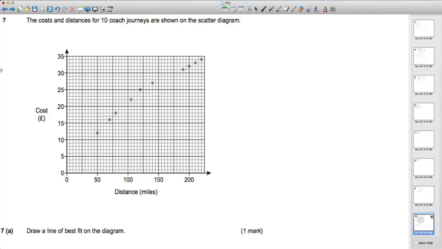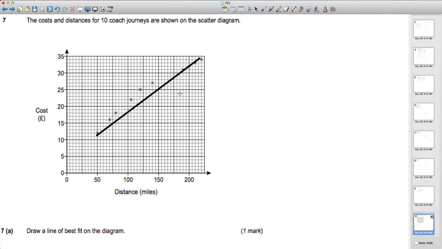Question 7. The costs and distances for 10 coach journeys are shown on the scatter diagram. Draw the line of best fit. The line of best fit must go through as many as possible and try to have equal numbers on each side. It can't start before the first point and end past the last point. It's got to start in line with the first point. So let's have a go at doing that. Let's start somewhere like here, and we can change this as we go along.